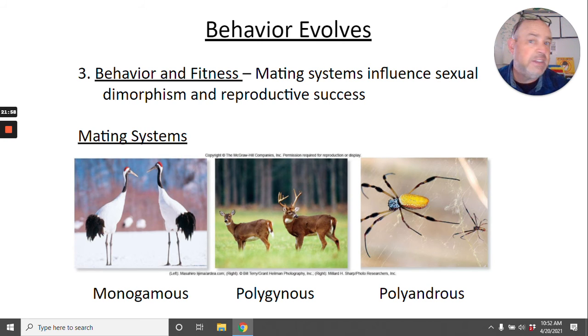Then you have the deer, and the deer are not that way. The deer are polygynous, meaning the buck is going to reproduce with many females is what I want to say. And so the female will then end up having to probably give more parental care, and I'll talk about that in a second. On the other one over here, polyandrous, it's just the reverse. The female is actually the big one here, and the male is the little one. So in this case, the female is going to have many mates.